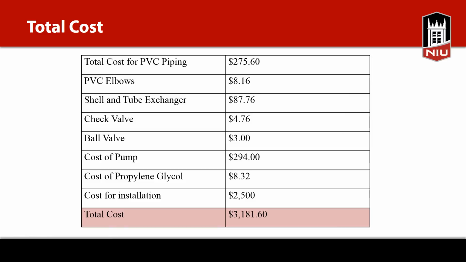For the shell and tube heat exchanger, we priced out the steel piping from Speedy Metals to be $87.76 for the 40 feet needed. The check valve would be purchased from Home Depot at $4.76. The ball valve, which is used as the shutoff valve for the pump, would also come from Home Depot at $3. The cost of the pump was calculated from Dean Bennett Supply to be $294. The propylene glycol was purchased from Amazon.com for 3.585 gallons. It came out to be $8.32.